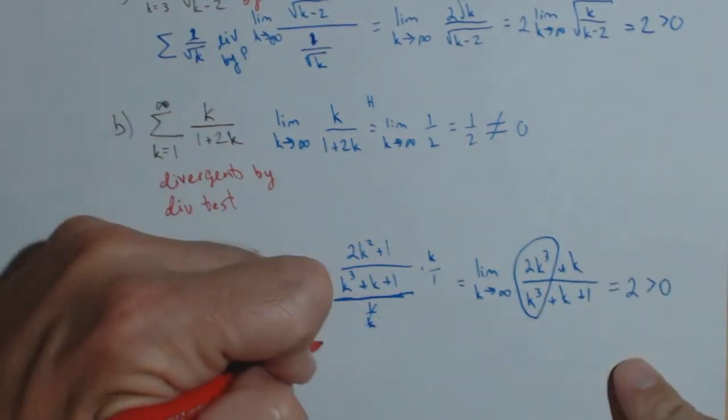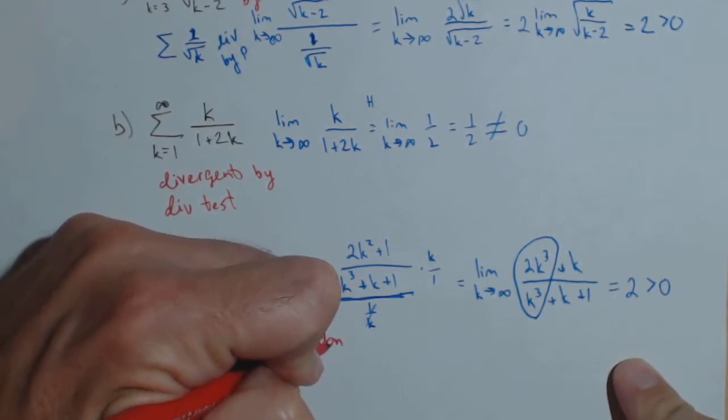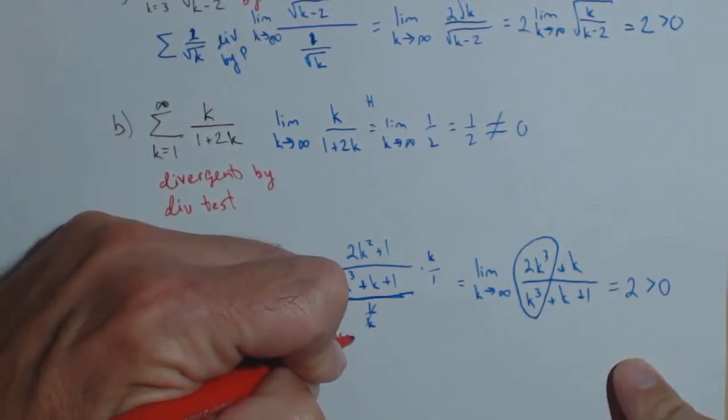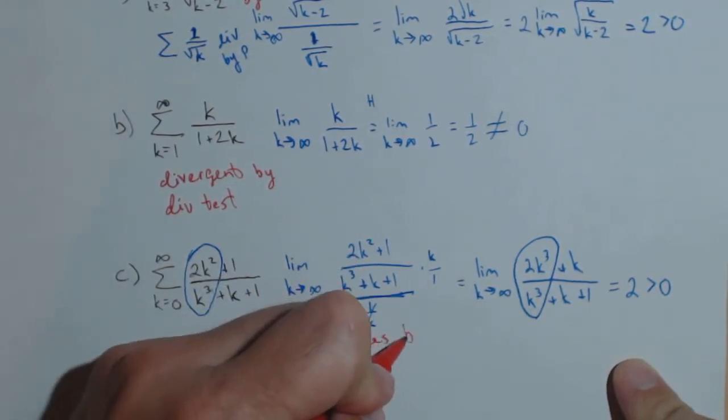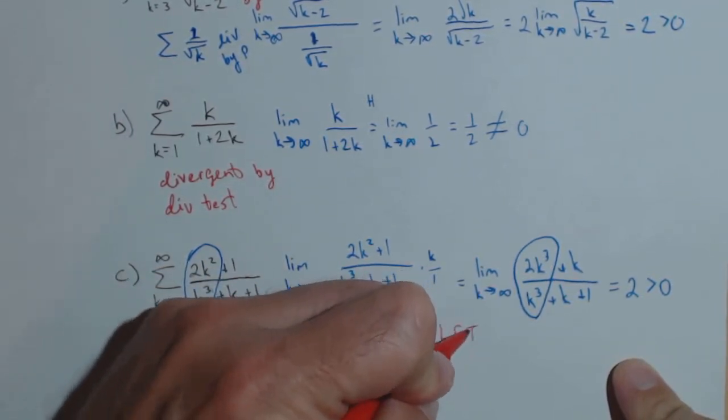That tells us that our original series diverges because we did the comparison with a divergent series, by the limit comparison test.